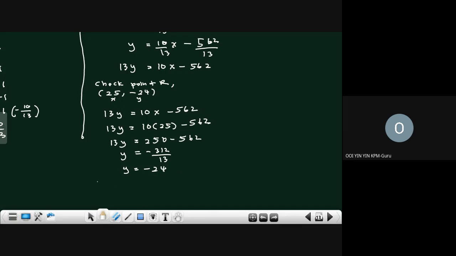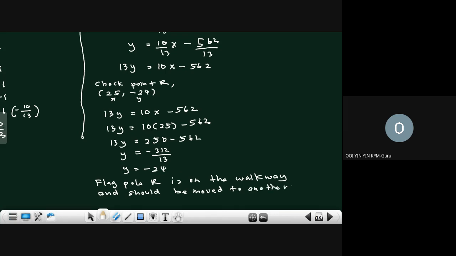That means that we write like this: flagpole R is on the walkway. Maksudnya dia ada pada persamaan sini. It is in this walkway. And then if it's on the walkway, what should you do? It should be moved, sebab dia halang jalan, because it blocks the path. Move to another place. Okay, that is your final answer. You have to write this, answer back your question, 1 mark here. Okay, so this is how you answer this kind of question.